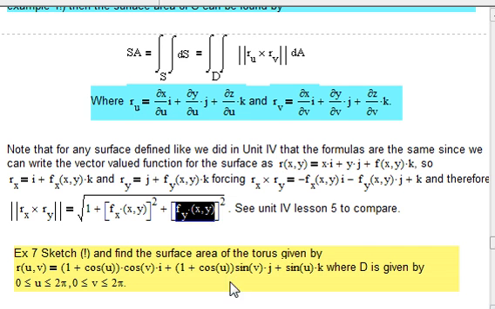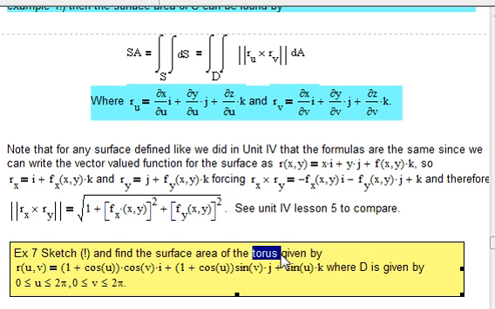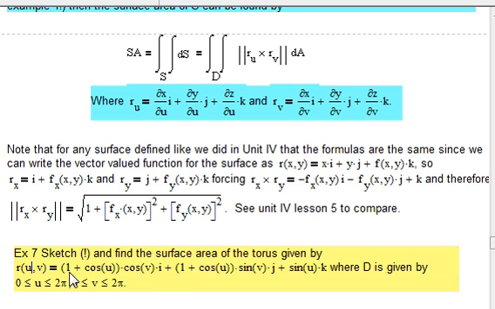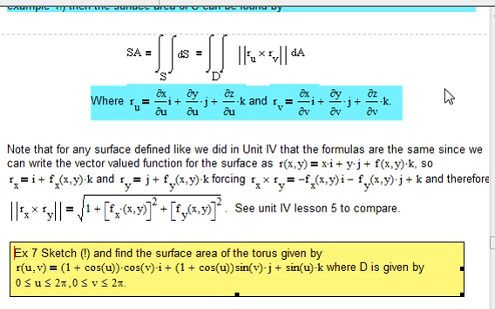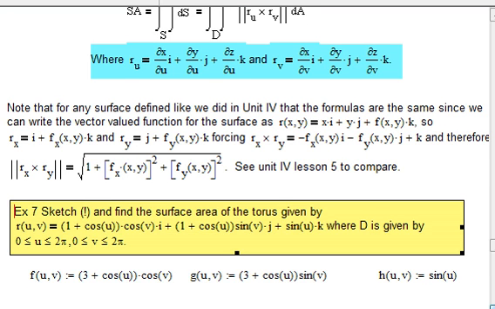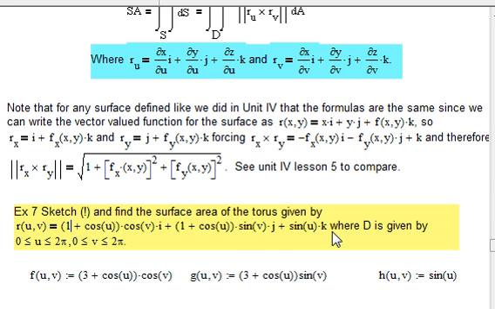So sketch and find the surface area of the torus given by r of u, v equals 1 plus cosine u times cosine v i plus 1 plus cosine u times sine v j plus sine u times k, where D is given by u goes from 0 to 2 pi, and so does v. So it's a rectangular region, right? So here's our r of u, v given in parametric form. Here it is in vector valued form, right?